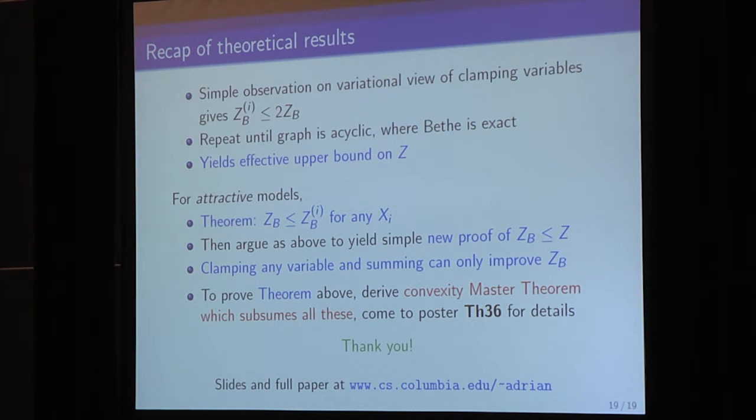So let me just finish by recapping our theoretical results. We made a simple observation on a variational view of clamping variables to get an upper bound on ZBI. We repeat clamping, removing variables until we get a graph which is acyclic, where beta is exact, and that gives us an effective upper bound on Z, the partition function. Then for attractive models, we have a theorem which gives a lower bound on ZBI, and then we use the same argument as above to give a simple new proof that, in this case, the beta partition function lower bounds the true partition function. And we also show that clamping any variable and summing can only improve the beta estimate.